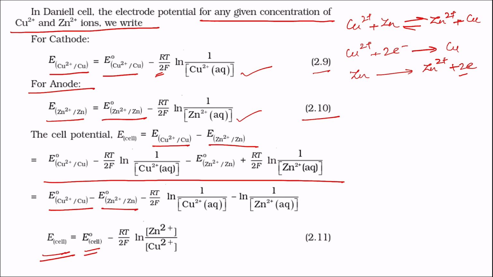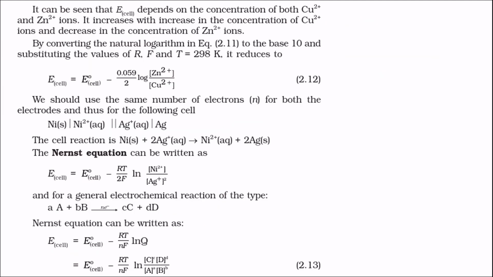Here, standard electrode potential of cathode minus standard electrode potential of anode is equal to E cell minus this part of the equation, rearranged, and it is equal to RT by 2F, natural log of concentration of Zn2+ ions divided by concentration of Cu2+ ions. So E cell is equal to standard EMF of the cell minus RT by 2F, natural log of concentration of Zn2+ ions divided by concentration of Cu2+ ions. Now the EMF of the cell depends upon the concentration of zinc ions and copper ions. The EMF of the cell will increase with the increase in concentration of copper ions and it will also increase with the decrease in the concentration of Zn2+ ions.